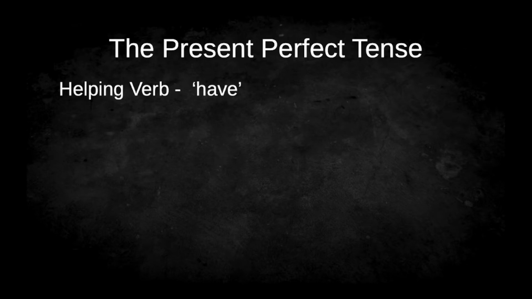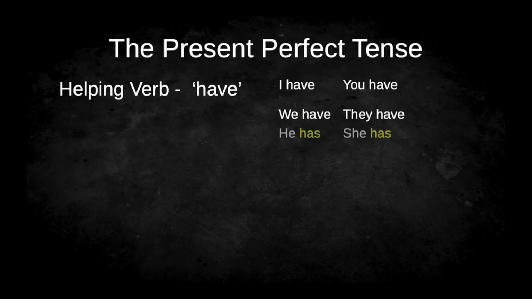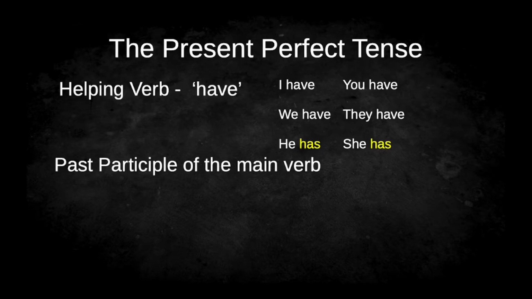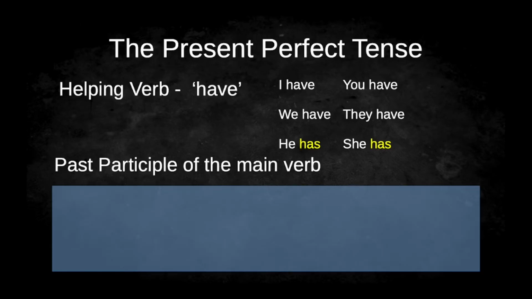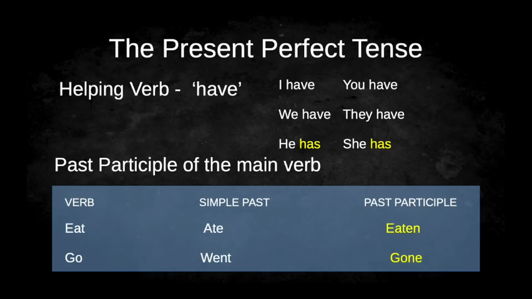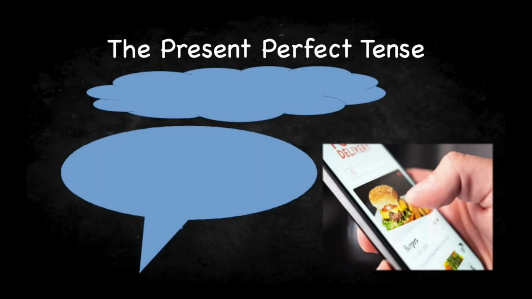How do we form the present perfect tense? We start with the helping verb have, conjugated to match our different subjects. Then we add the past participle of the main verb. For example, eat becomes eaten, go becomes gone. Let's look at some dialogues that'll make it even easier for you to understand how and when to use the present perfect tense.